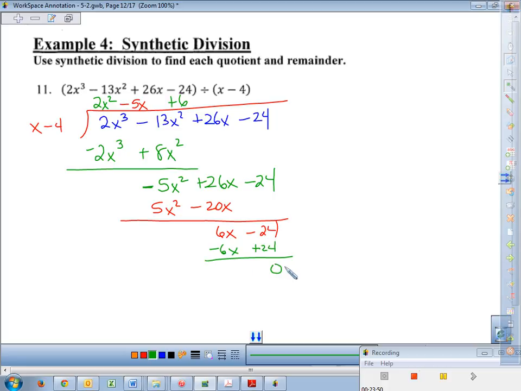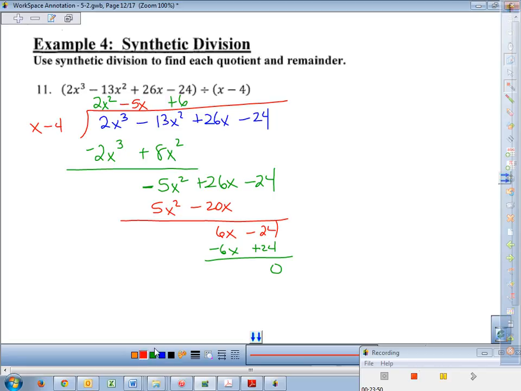And what's our remainder turn out to be? 0. That's really not that bad. I mean, sometimes you get a remainder, sometimes you don't. It's not that bad, but that's a lot of work. Look, if that's third degree, what if you had a fifth degree or a seventh degree? You'd have to do that process like 7 times if it was a seventh degree polynomial.